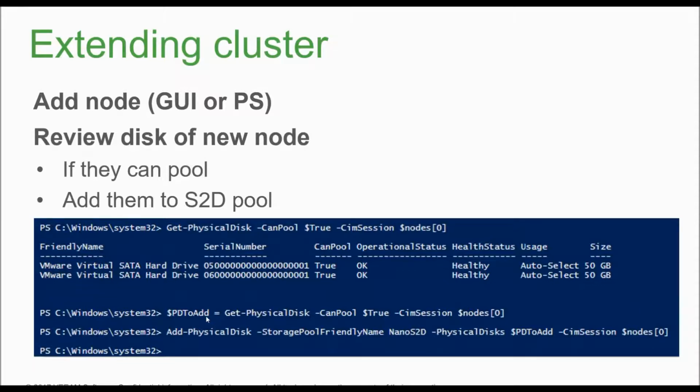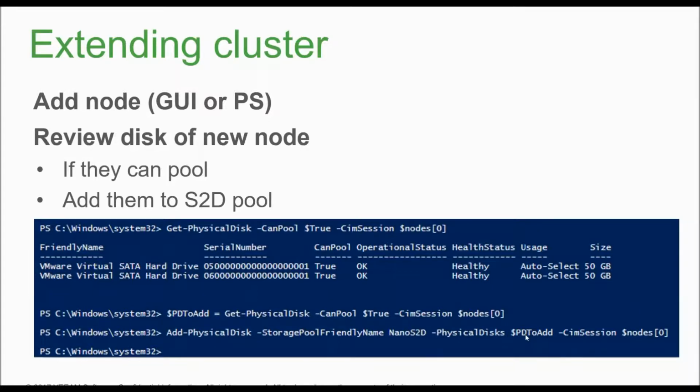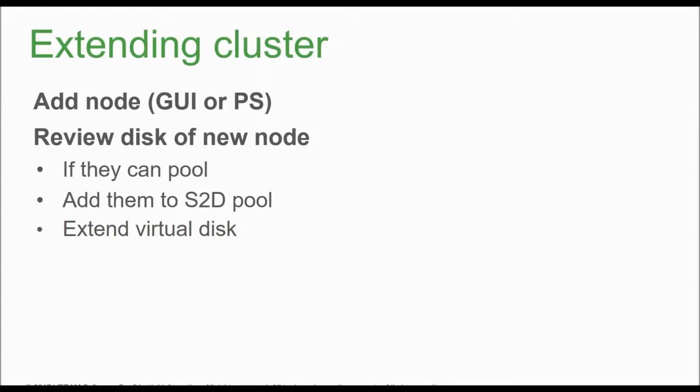Then with the next two commands I'm adding them. First, just getting the disks under the PD to add, the physical disks to add, and then I'm adding the disks. This will allow me to use the new disks in my Storage Spaces Direct.